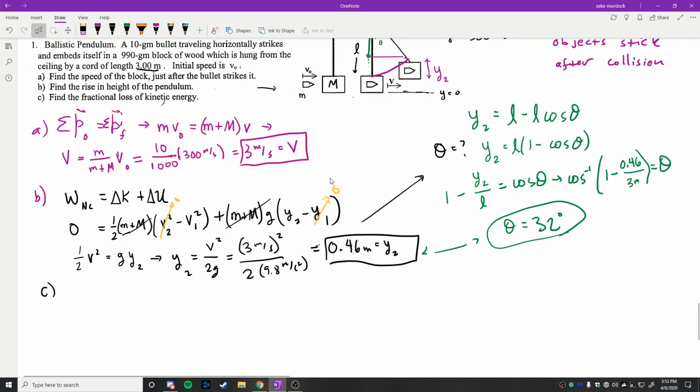So fractional loss of kinetic energy. This is something that when you're doing your homework, you're going to see questions like this pop up, and you need to understand what they mean by it. So fractional loss of kinetic energy. Let's just first calculate what the kinetic energies are, okay?